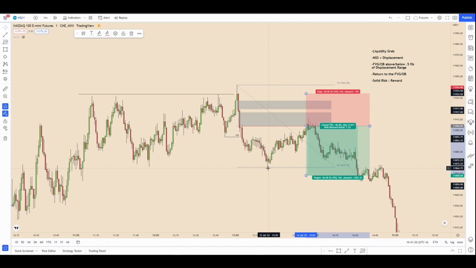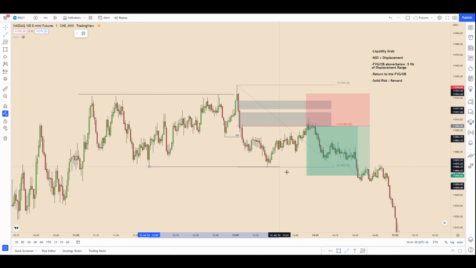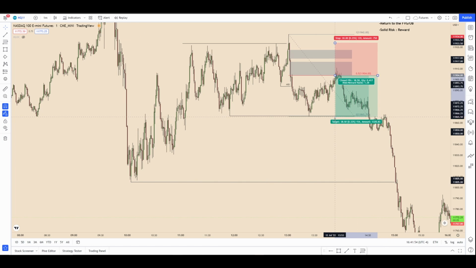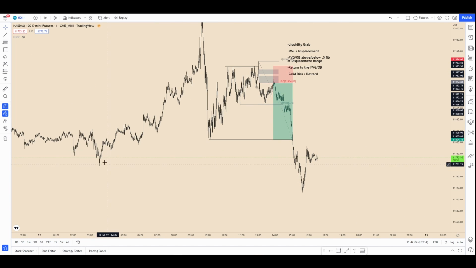And then if you look, what do we have right here? Equal lows, right? So that would be your first partial. Your second partial would be these lows down here, right? Targeting all the way into lows of the day.